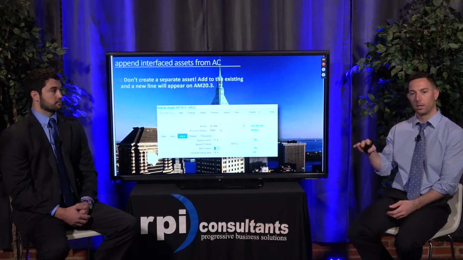So on the AC 10.3, there's an adjust tab that allows you to pick the asset number that was already created in AM, and then you can append to that asset. Whatever that balance was in AC will be added to the basis on AM 20.4. It'll actually show as a brand new line record on AM 20.3, your items form. So anything new that you append will add a new row to all your items on 20.3.